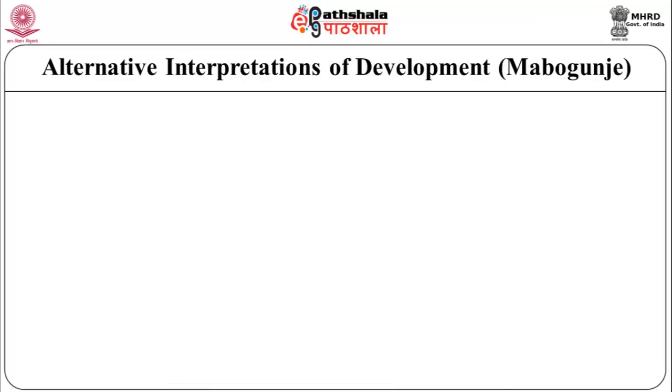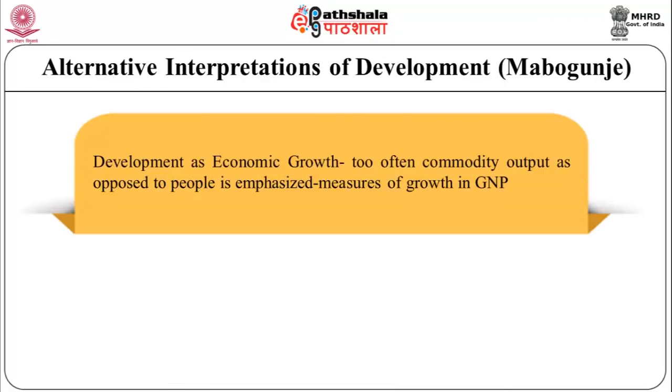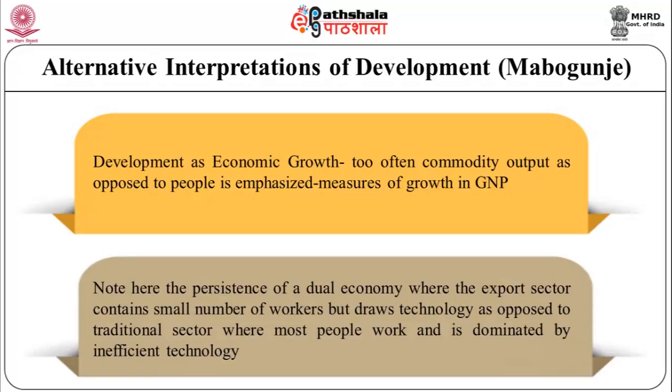Alternative interpretations of development. Now, development as economic growth, too often commodity output as opposed to people, is emphasized. Measures of growth in GNP. Note here the persistence of a dual economy where the export sector contains a small number of workers but draws technology as opposed to the traditional sector where most people work and is dominated by inefficient technology.